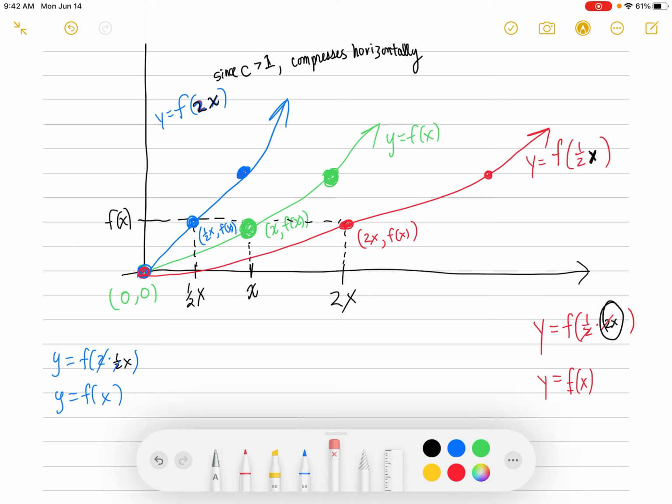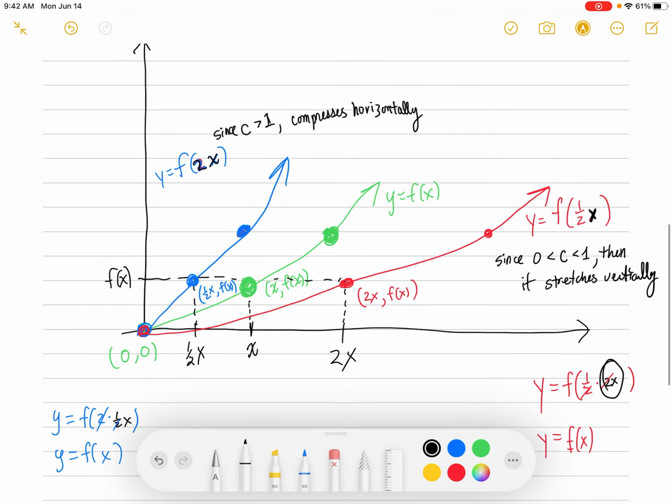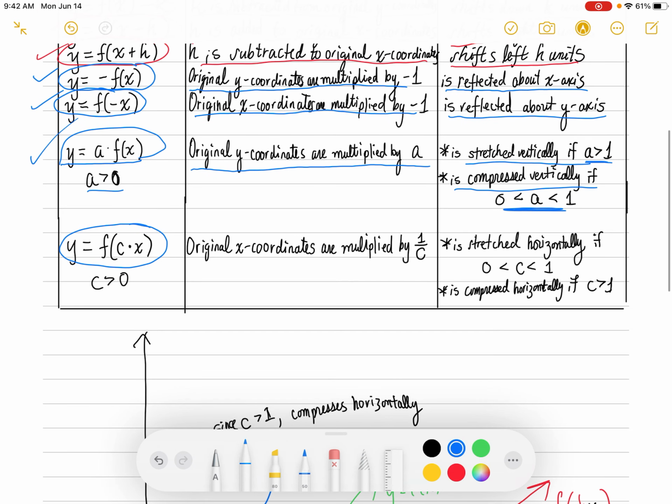Okay, so when you have a 1/2 inside of the house in front of the x, it doubles the x value, so it behaves oppositely. So you actually got a horizontal stretch. So since the C value, which is 1/2, is between 0 and 1, it stretches horizontally. Okay, so that's an explanation for how all these work.